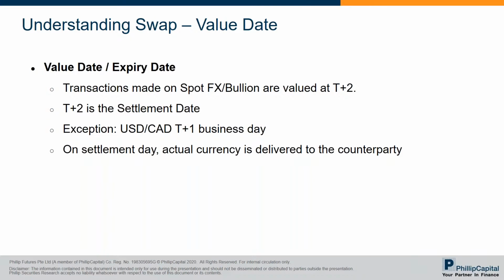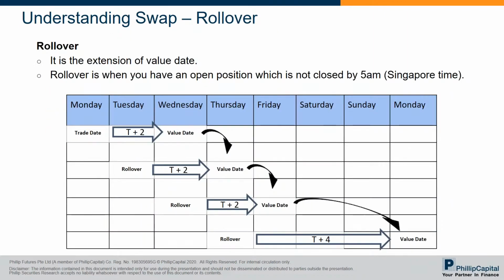Now that we have understood value date, let's go into how this swap will arise. Let's look at this table. When you trade today on Monday, naturally your value date will be on Wednesday. It is T+2. So Monday, Tuesday, Wednesday. Wednesday is your value date if you close your trade today. So what happens when you hold your trade until tomorrow? Let's say you're holding your trade past Tuesday. It can't be that your value date is still Wednesday, right? So there has to be an extension of the value date.